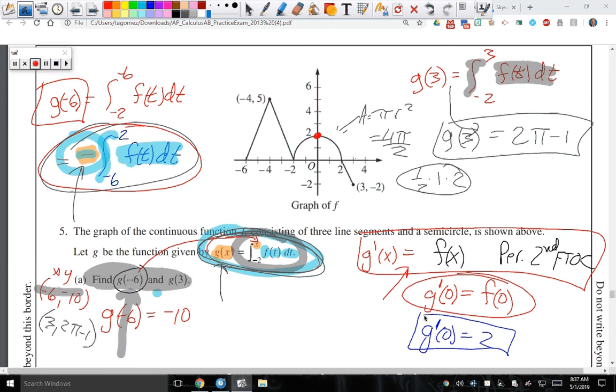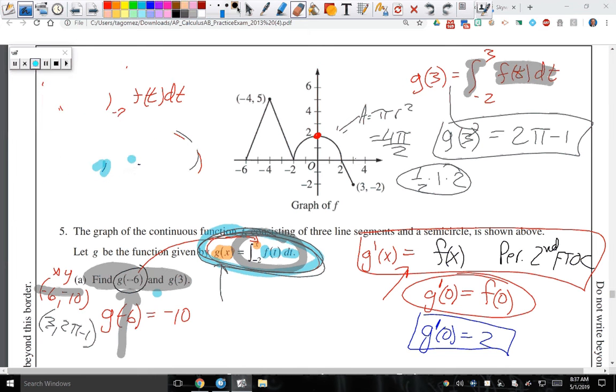Yes? Oh, I thought you had a question. Next one says, find all values of x on the interval from -6 to 3 for which the graph has a horizontal tangent. And then we're going to justify as far as if it's a local max, a local min, and so forth. So first of all, let's break this down. We want to find horizontal tangents on g.